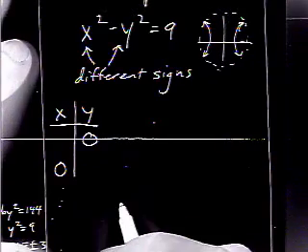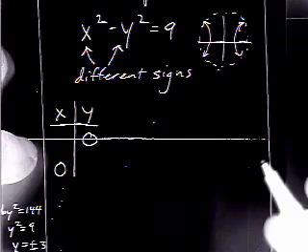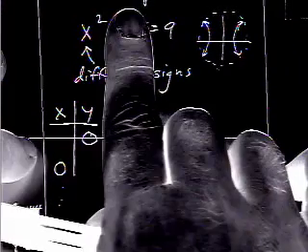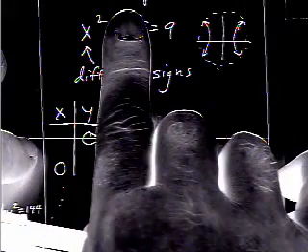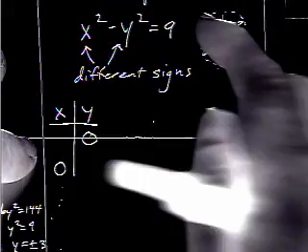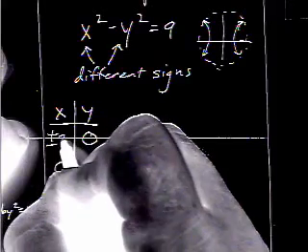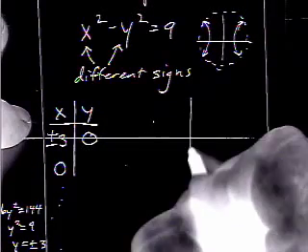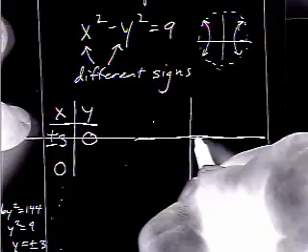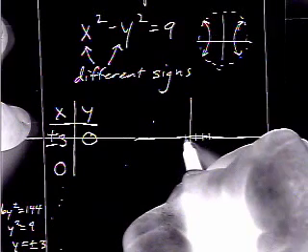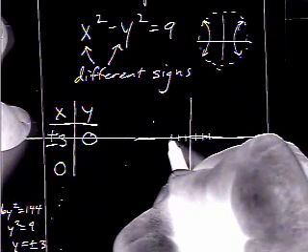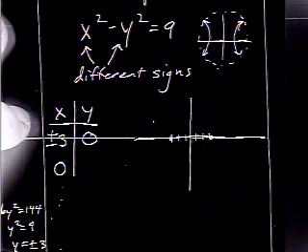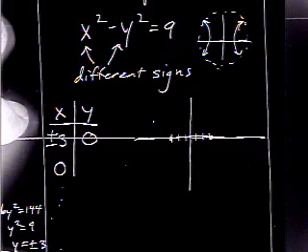Okay, so you're going to plug in 0 for y, see what happens. You get x squared equals 9. You can take the square root of both sides and you find out that x equals positive and negative 3. So I already know on my graph, 1, 2, 3, 1, 2, 3. I know I have those two points right there.